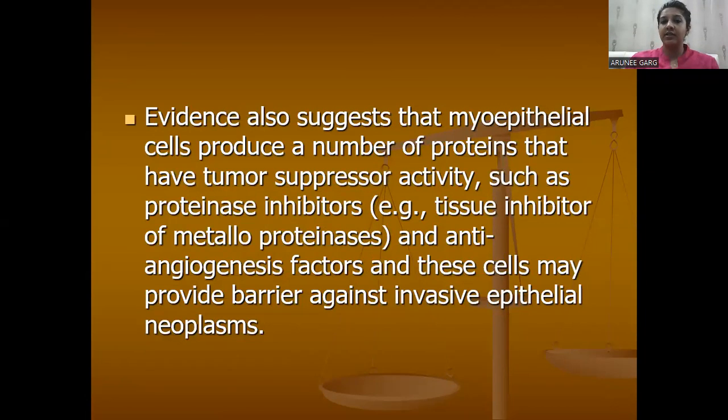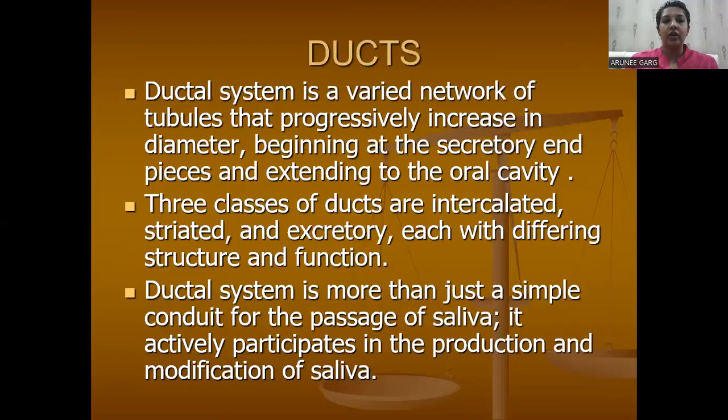Evidence also suggests that the myoepithelial cells produce a number of proteins that have tumor suppressor activity, such as proteinase inhibitor and anti-angiogenesis factor, and these cells may provide a barrier against invasive epithelial neoplasms.